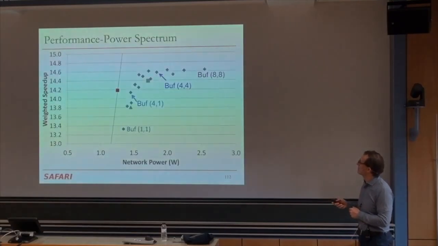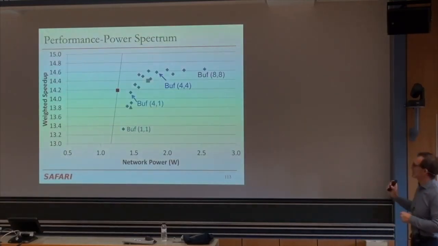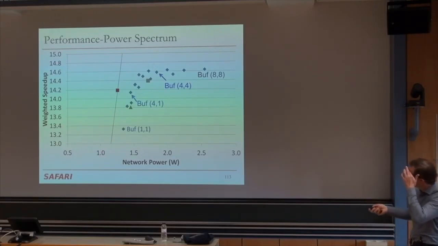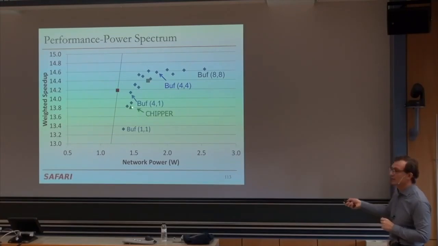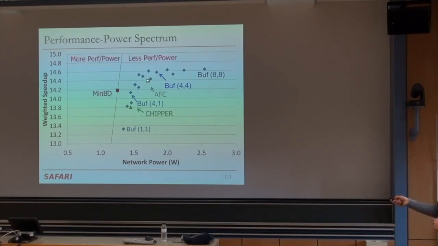I'm trying to get to one slide. Okay, this is a slide that's really interesting, I think. Basically, this looks at network power on the x-axis and performance on the y-axis, and looks at the buffering space. So these are different buffered routers. The paper may have a better view of this. This is CHIPPER, the green one over here. This is AFC. And ideally, you would like to be on the Pareto curve over here, right?